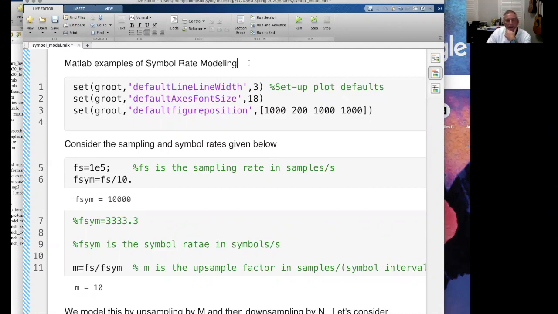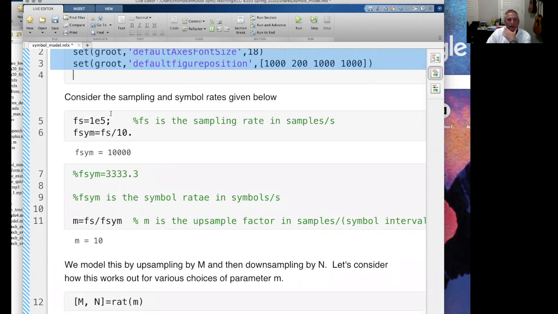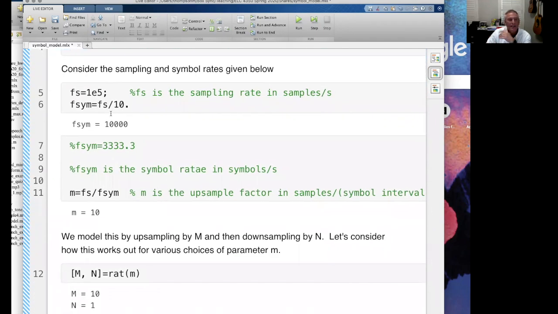Okay, I have some Matlab code here that illustrates this idea that we've been talking about of improving the way we model the symbol rate for our communication system. Okay, so the very first part here is just setting up the Matlab plot defaults. So you don't need to worry about that. But what I want to do next is take a look at some sampling and symbol rate combinations so you get a feel for what's happening with this model.